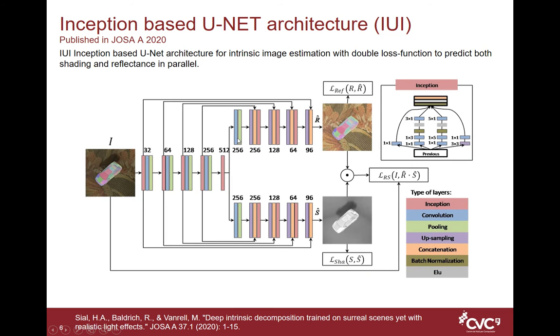With this dataset, we also introduce an inception-based U-Net architecture with physical intrinsic laws to predict the reflectance and shading in parallel. The proposed architecture performed really well on the Surreal Intrinsic dataset as well as other realistic images as well.